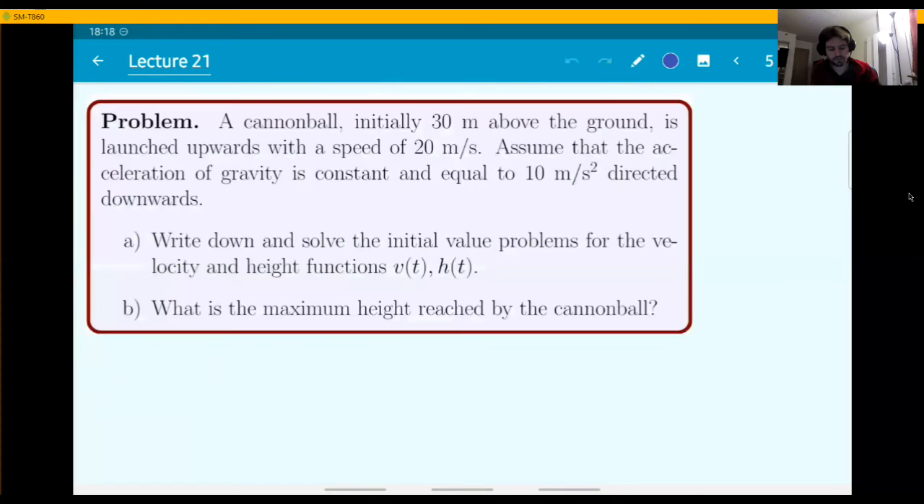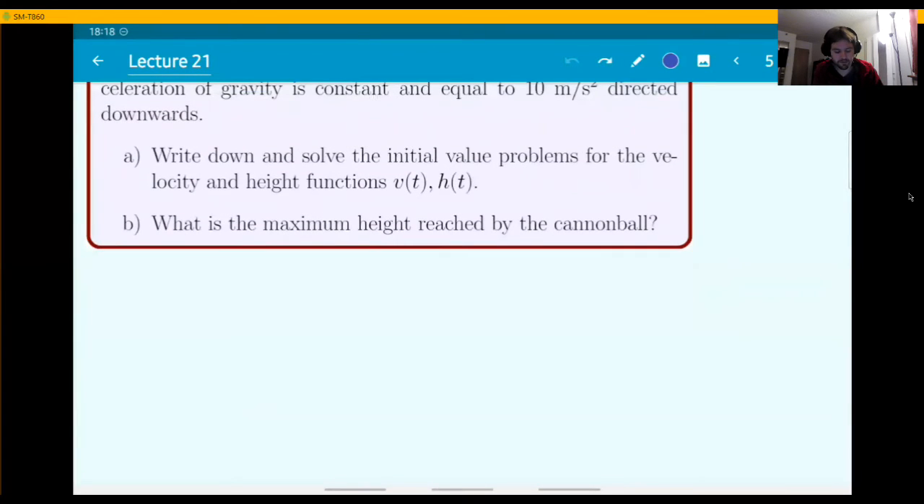So moving on. Now we're switching topics here. This one is about both the extreme value theorem as well as initial value problems. It's a motion type of problem. So you have a cannonball initially 30 meters above the ground, and it's going to be launched upwards, initial speed of 20, but then it's falling with the acceleration of gravity, constant, equal to 10 meters per second squared, directed downwards. So a quick diagram of what's happening.